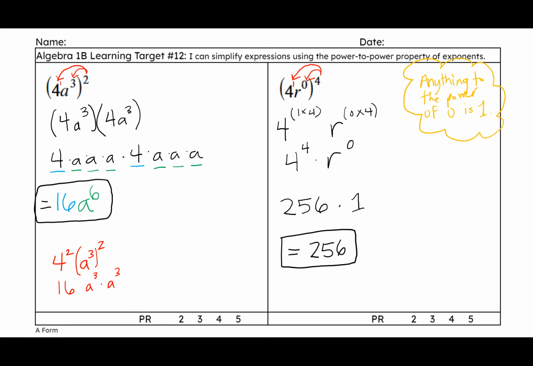So important things to note here. When in doubt, expand it out. If you can't remember all of these rules, that's okay. You can kind of derive them by just expanding it out and going, oh, we needed to multiply the powers. I get it. That's going to be your fail-safe no matter what. And important to note that anything to the power of 0 is equal to 1. You'll see lots of those problems.